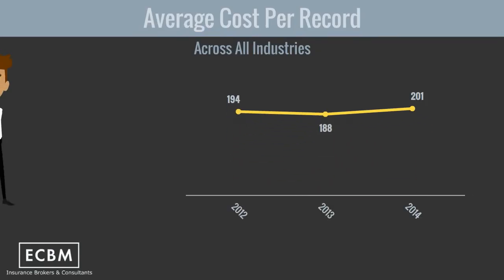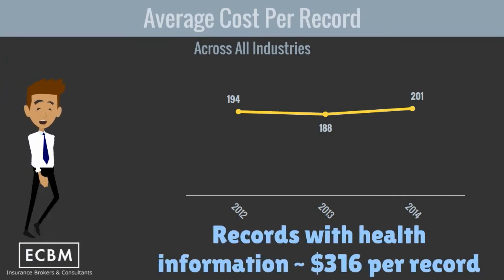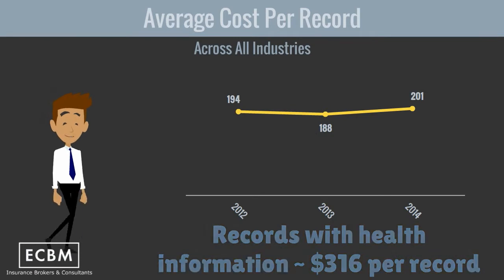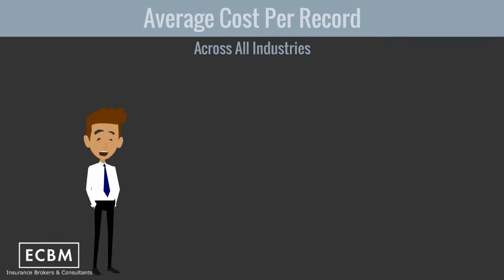The average cost per data record is expected to rise this year. Records that include health information will have a significantly higher cost per record due to fines. These costs per record include direct and indirect expenses.